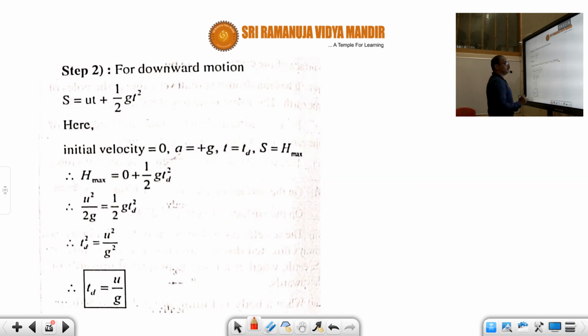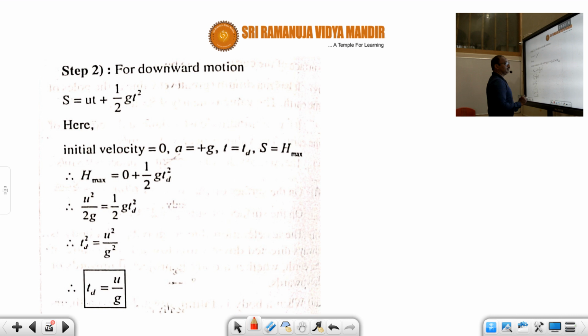Now for the downward direction, applying s equals ut plus half at square. Downward direction, s is equal to ut plus half at square. So it is dropping from this height h, where the starting velocity is equal to 0. So half into g into t square.